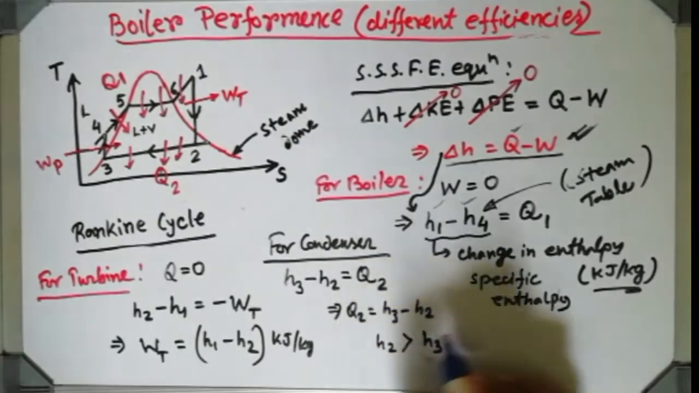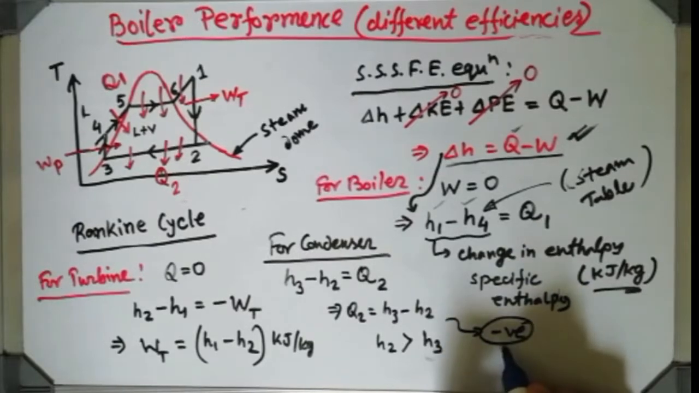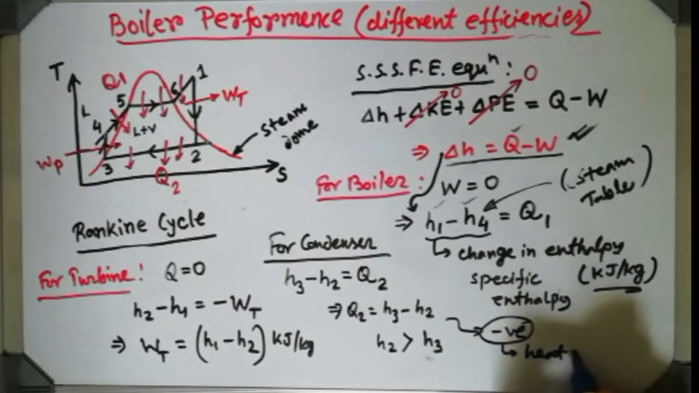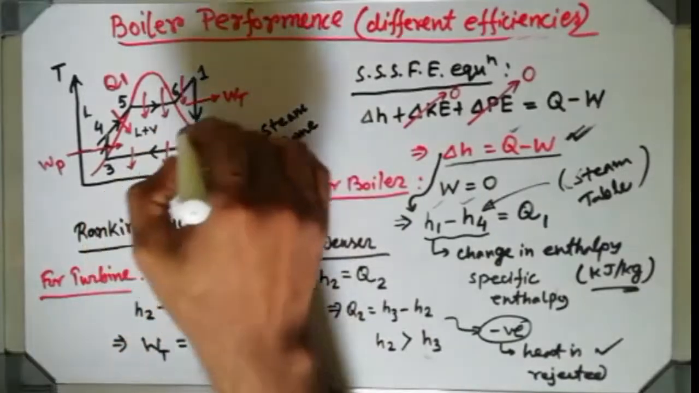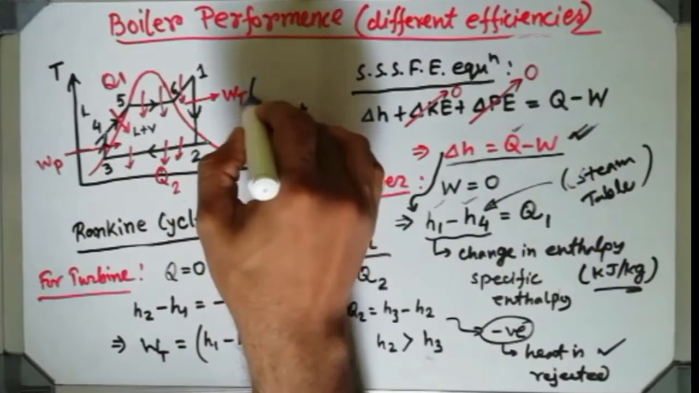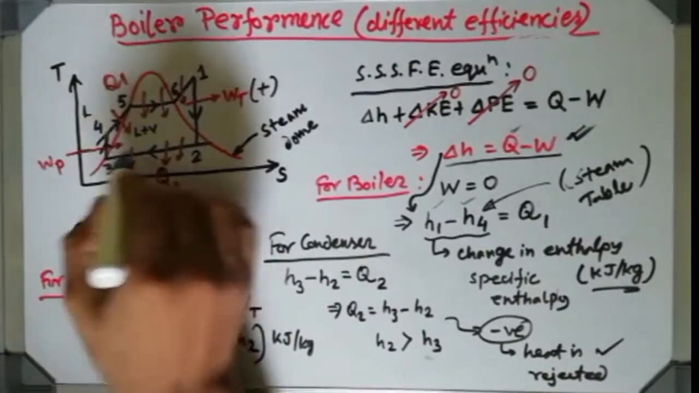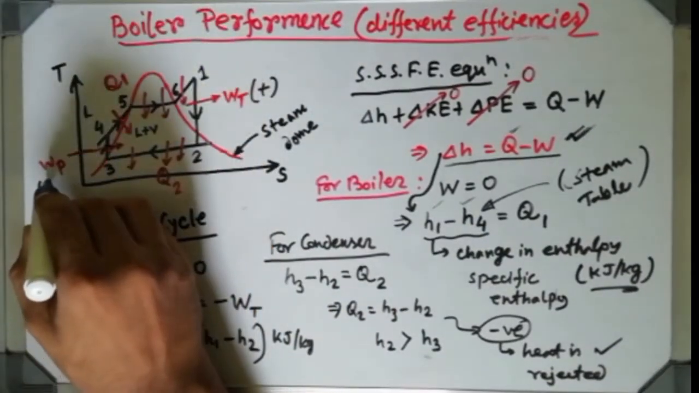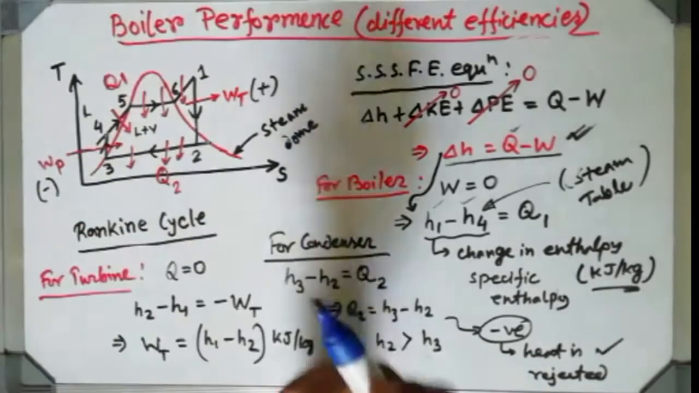That means that Q2 will give you a negative value. And why is this negative value coming? Because heat is rejected there. We all know our basic sign convention. While work is being produced, it should always be denoted by a positive sign. When work is being consumed, it should always be denoted by a negative sign. This sign convention is accepted worldwide.